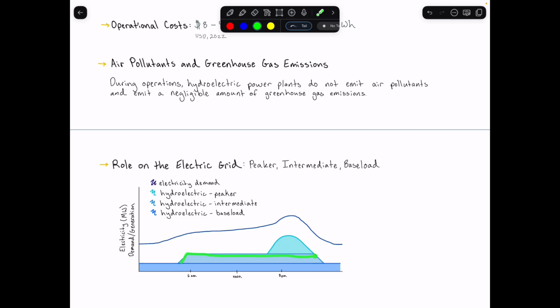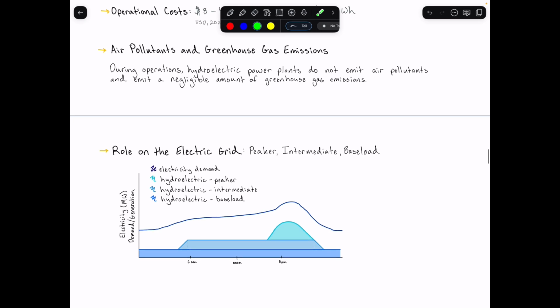It can operate as an intermediate resource similar to combined cycle natural gas plants, and then it can also operate as a peaker power plant, similar to a simple cycle natural gas power plant.